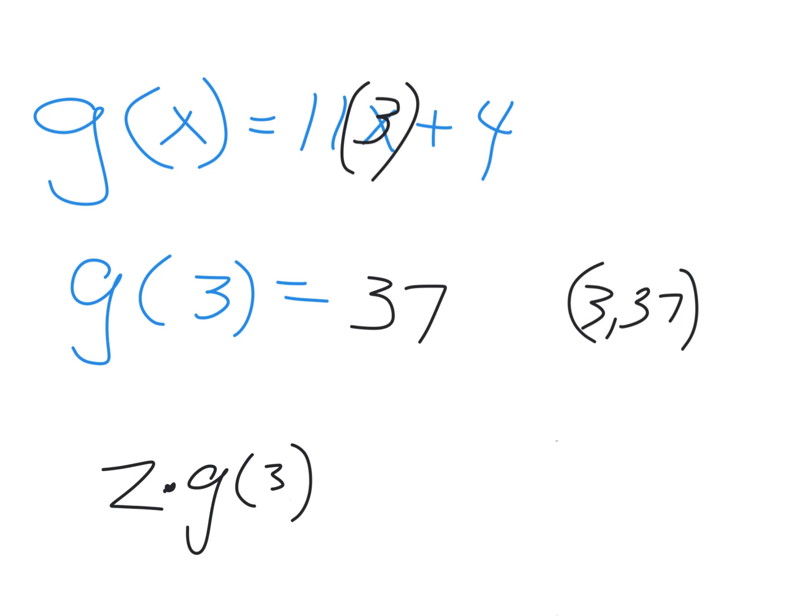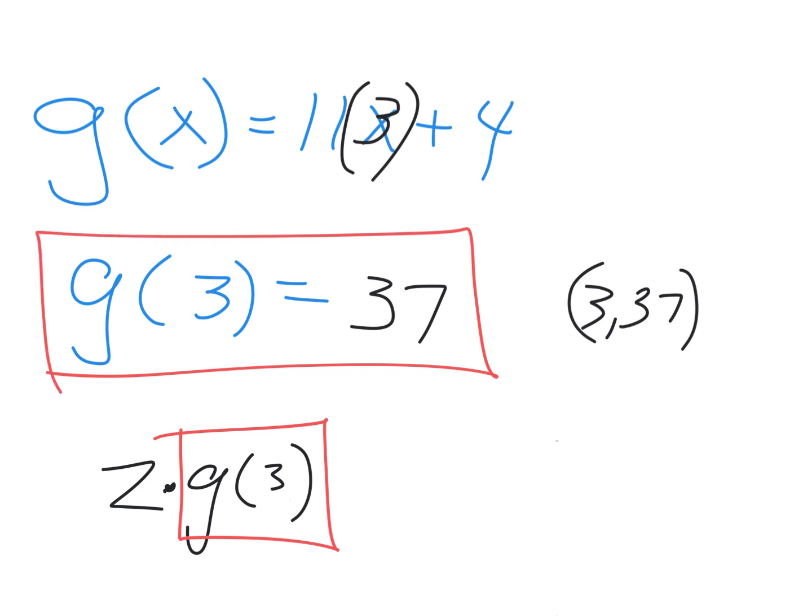So I already figured out g of 3. You start on the inside of the problem and you go, okay, I guess I better figure out g of 3, which was 37, and I just take 2 times that. G of 3, right here, says it's 37. So I'm going to replace this with 37, and then calculators would be allowed. 74, if you're good at that kind of thing.